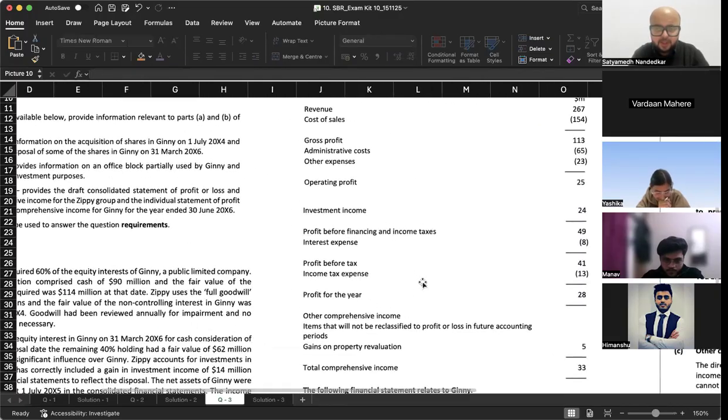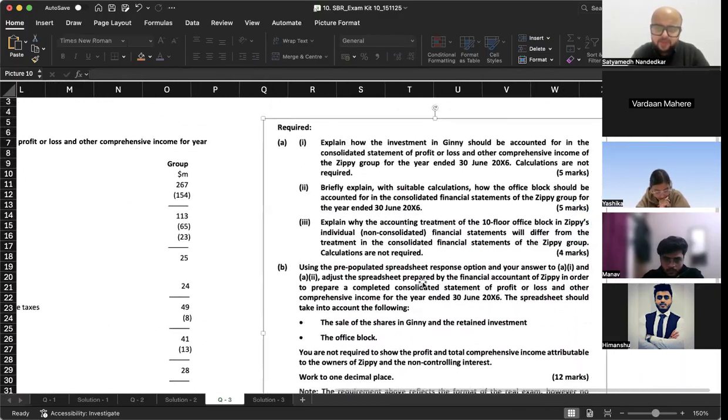Look at this one. Okay, this is a question. Explain how the investment in Ginny should be accounted for in the consolidated statement of profit and loss and OCI of Zippy Group for the year ended 30th June 2006. Calculations are not required. Briefly explain with suitable calculations how the office block should be accounted for in the consolidated financial statements of Zippy for the year ended 30th June 2006.